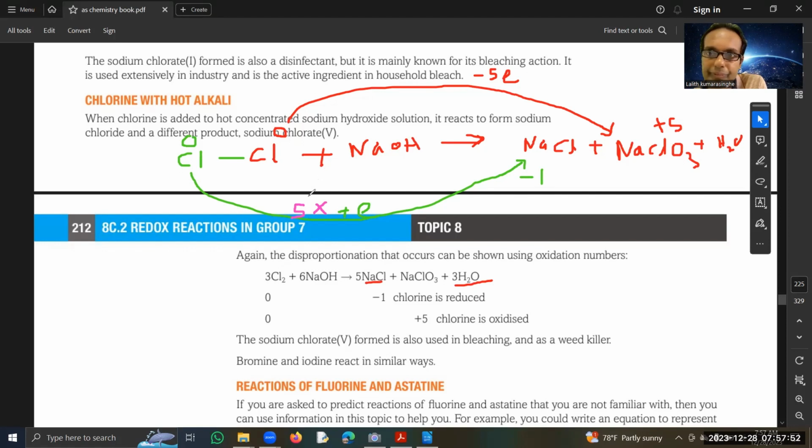Then there should be a 5 here. There should be a 5 here. Did you see that? Then the other two should be multiplied by 1. I put that also. This should be multiplied by 1. That means this should be multiplied by 1. And that should be multiplied by 1. Now the equation will balance.